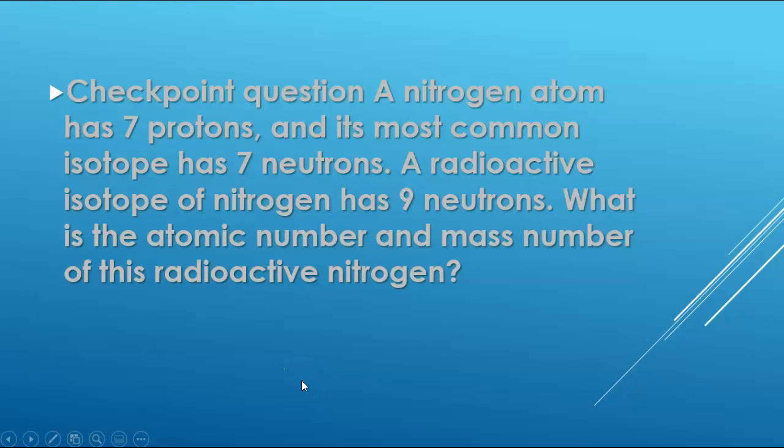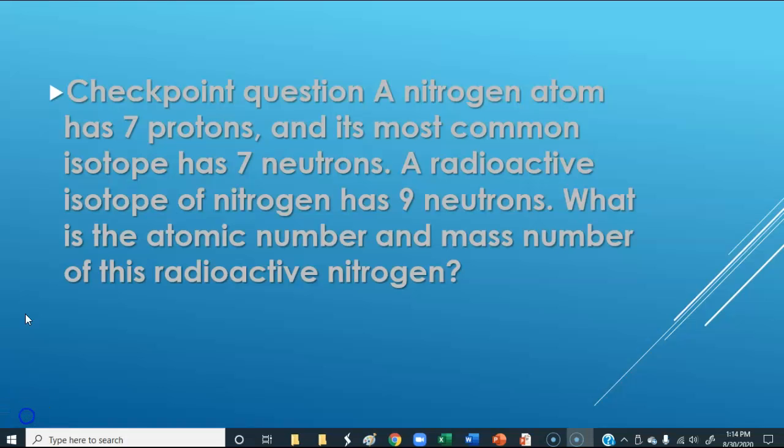All right, another question. A nitrogen atom has 7 protons and its most common isotope has 7 neutrons. A radioactive isotope of nitrogen has 9 neutrons. So what would the atomic number and the mass number of this radioactive nitrogen be? So hopefully you got that the mass number of the radioactive nitrogen would be 7 plus 9, which is 16, rather than the 14 of the most common isotope of nitrogen. And that will complete the first set of notes for Unit 2.